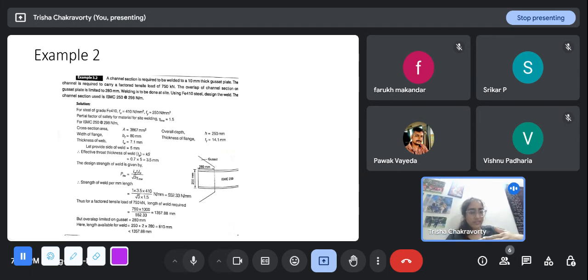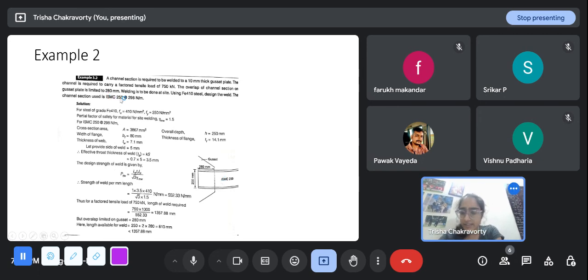So the C is facing towards you, or away from us, and the web or the body is placed on the gusset plate. The channel is required to carry a factored tensile load of 750 kilonewton. The overlap of the channel section on the gusset plate is limited to 280 mm. And this channel is mentioned to be ISMC 250.